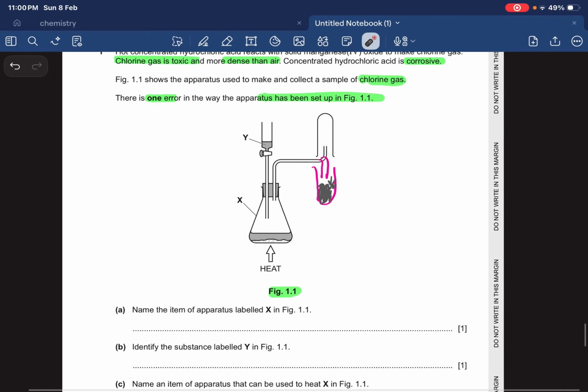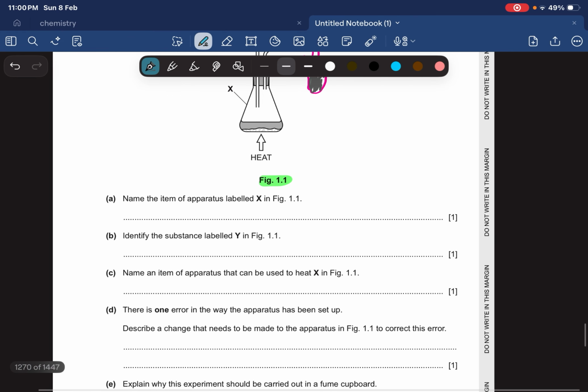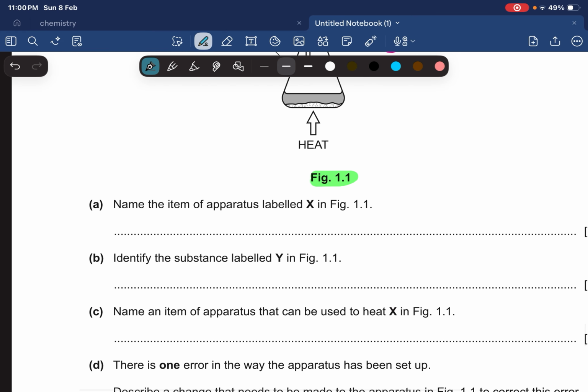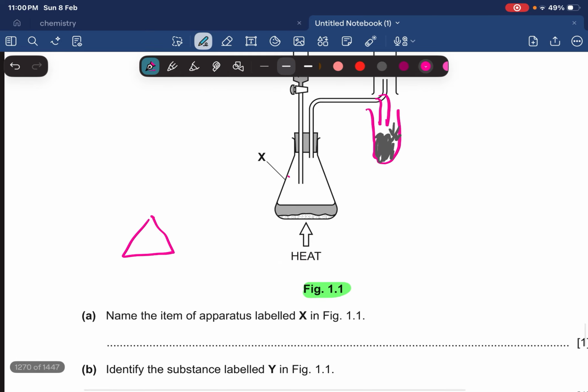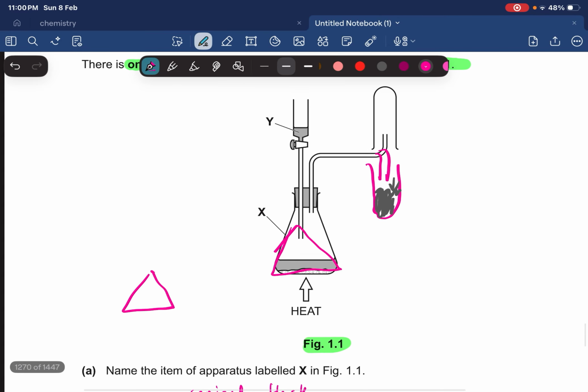That's the problem here. Name the item of apparatus labeled X. X is a simple conical flask. You should learn all flasks: conical flask, round bottom flask, every flask, okay? This is a conical flask. Undisputedly, you should know it has a cone shape, something like this, a cone shape. That's why we call it conical flask.